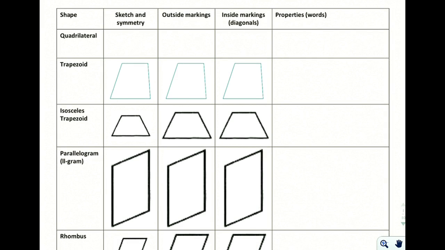Now we're going to skip down to different types of quadrilaterals and how we classify these. First one is just the standard quadrilateral. It could be any four-sided shape, doesn't need to have anything special about it. So let's say it looks something like that. No symmetry necessarily. As for markings on the outside or inside, I'm actually just going to put none here because there's no real special properties of a standard quadrilateral.